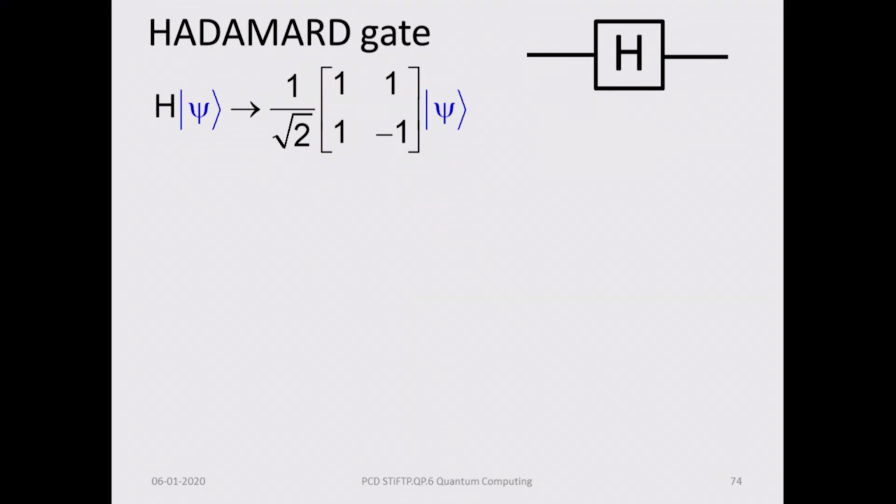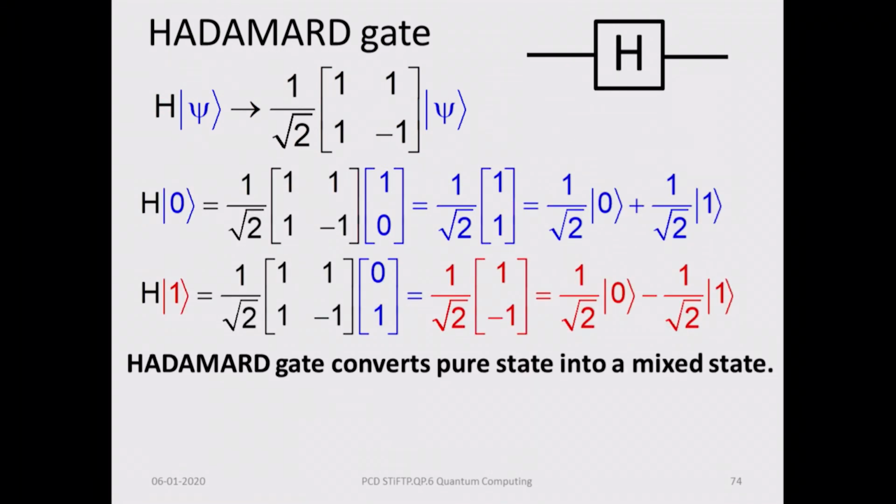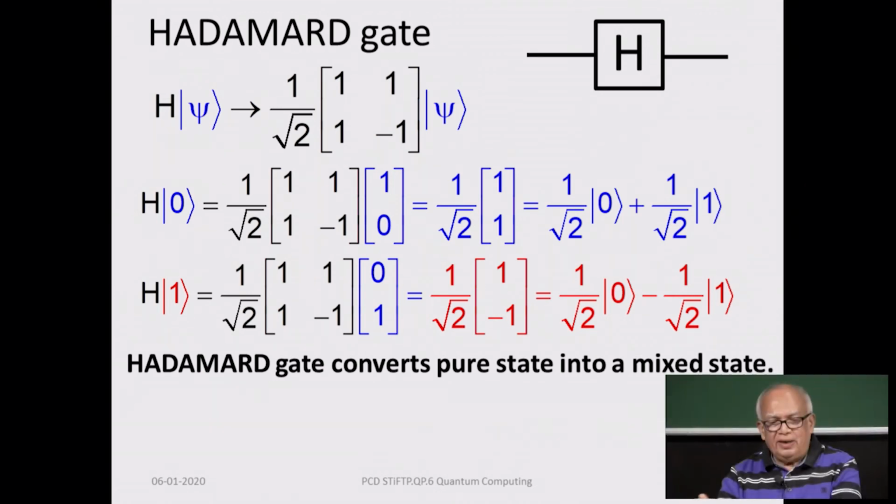It is represented by this letter H in the box, and if the Hadamard gate operates on a qubit, what you are going to get is represented by this matrix operation. So, let us carry out this matrix representation when you operate on pure states, on pure qubits 0 and 1 represented by the matrices 1 and 0. When you operate on the qubit 0, you get a superposition of 0 and 1. So, you have converted a pure state into a superposition state, or into a mixed state. You do the same whether the pure state was 0 or 1. Okay, but you get different superpositions which are orthogonal to each other.